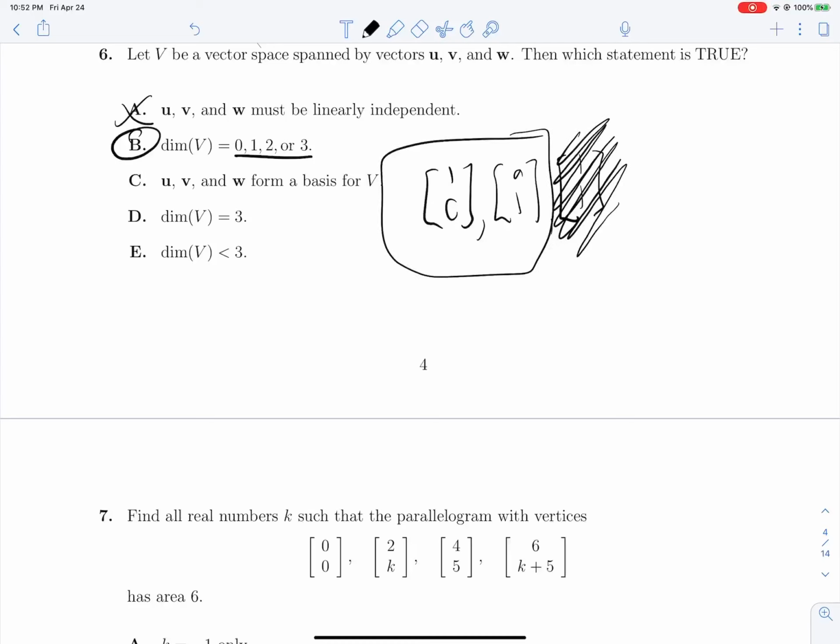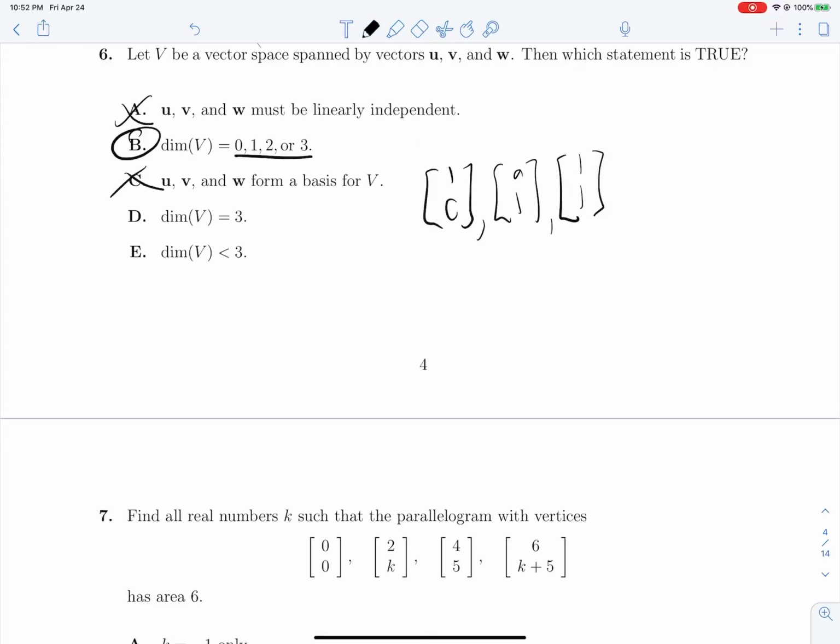So this is our basis for R2, and this guy could be completely ignored. So no, this is not true. The dimension of V is equal to 3. Nope, not necessarily. This is an example of three vectors spanning R2. So nope. And the dimension of V is less than 3.